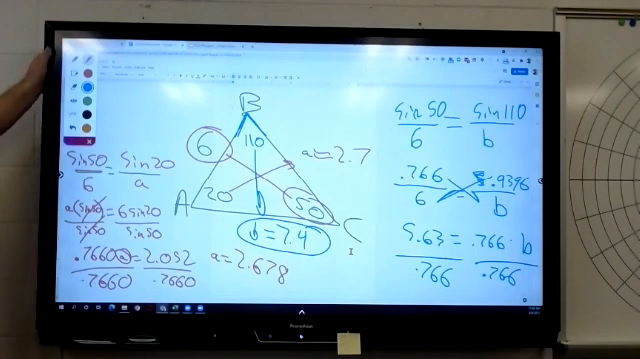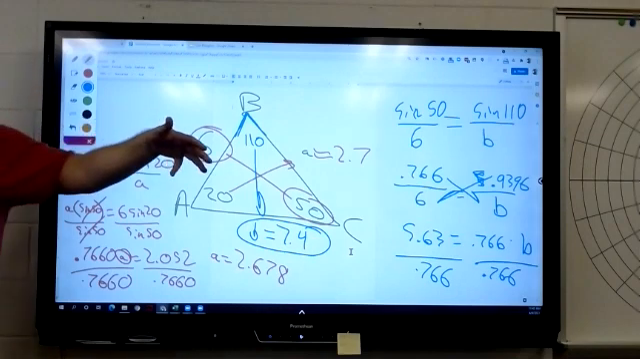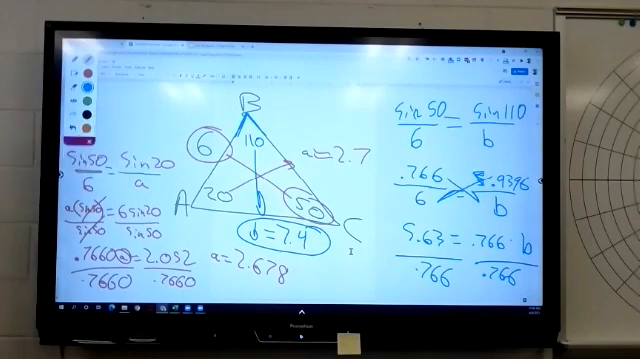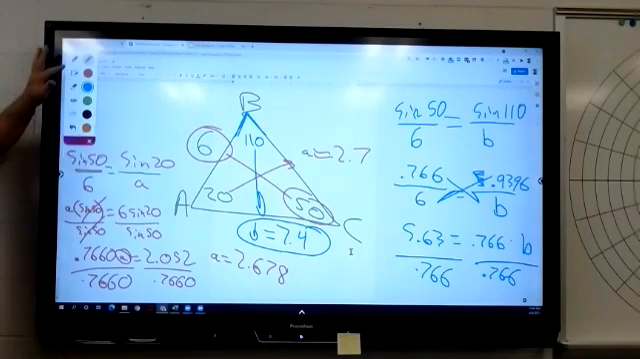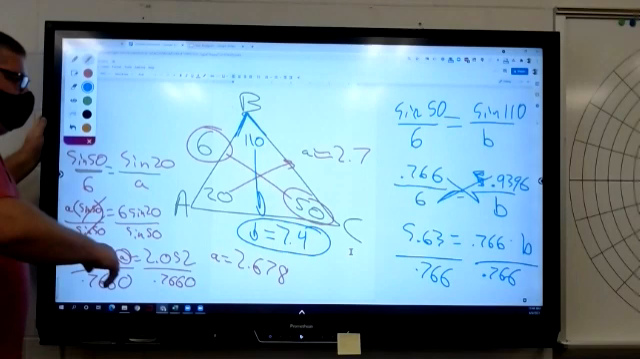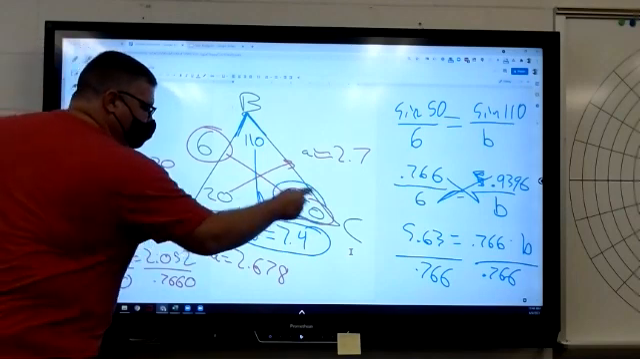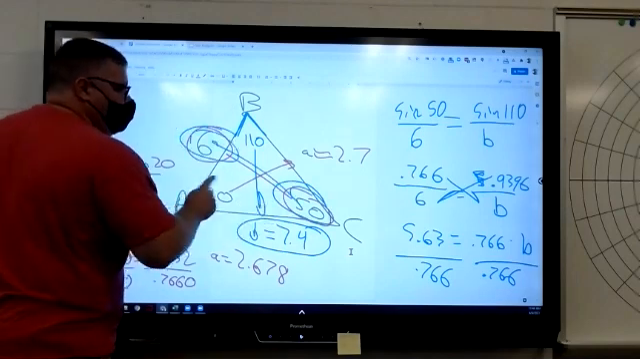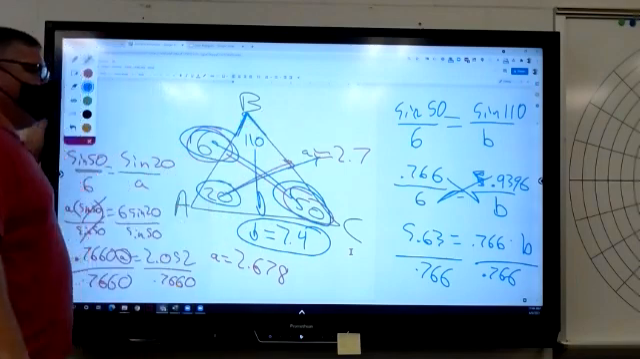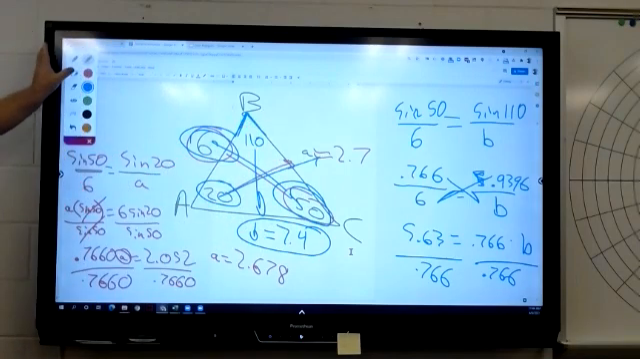Have we been doing ratios when we did 45-45-90s and 30-60-90 triangles? We did that. This is just ratios that have sines in them. That's it. All you had to do here was find a pair. This pair goes with this pair. This pair goes with this pair. That's all you had to do.